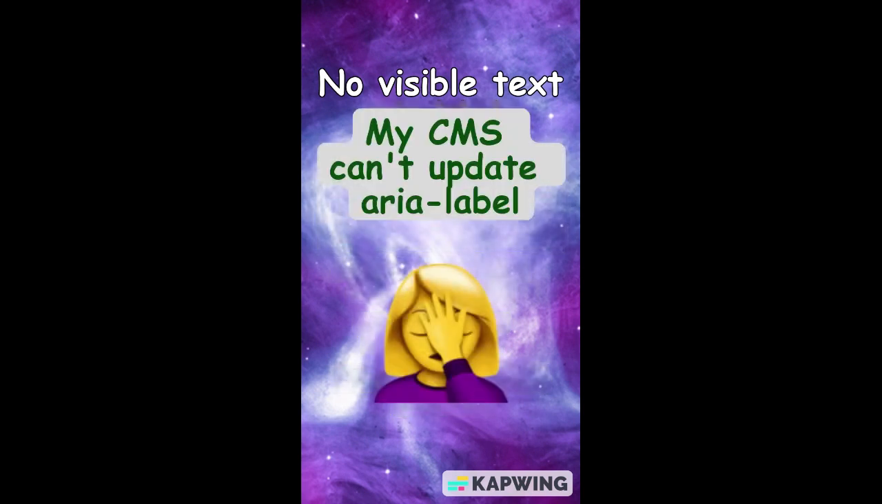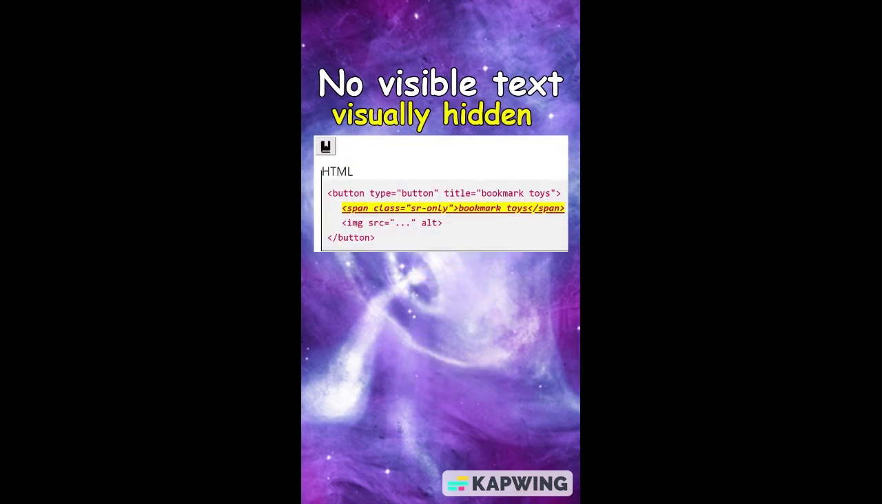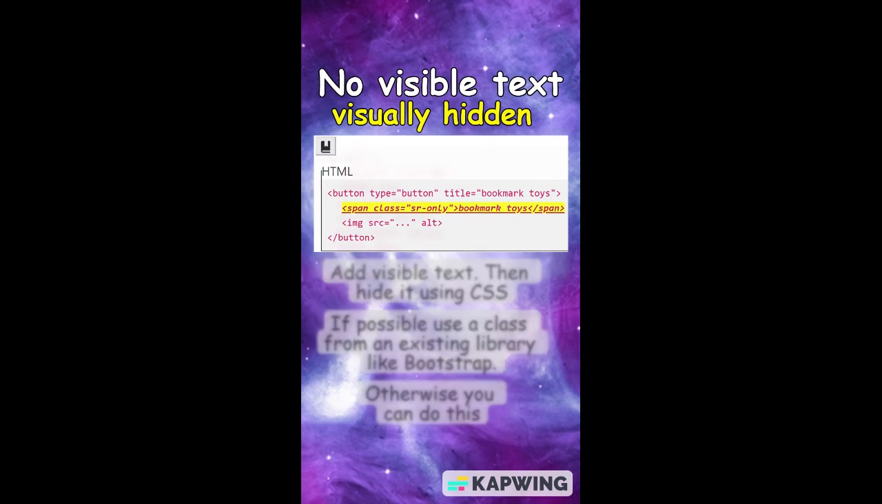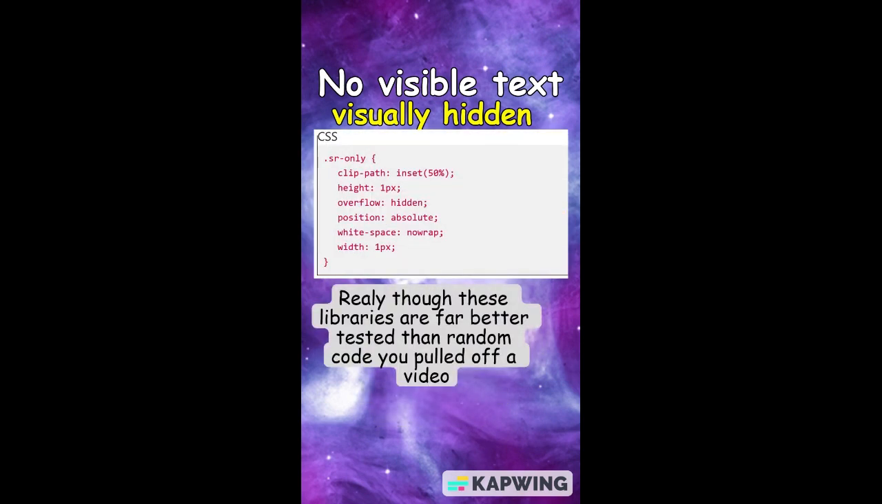What if my CMS can't update aria-label? Alternatively, use visually hidden text. Add visible text, then hide it using CSS. If possible, use a class from an existing library like Bootstrap. Otherwise, you can do this. Really though, these libraries are far better tested than random code you pulled off a video.